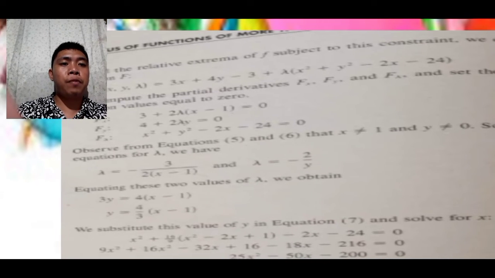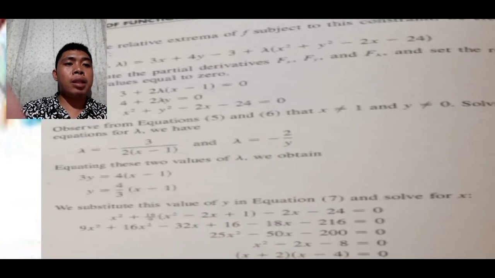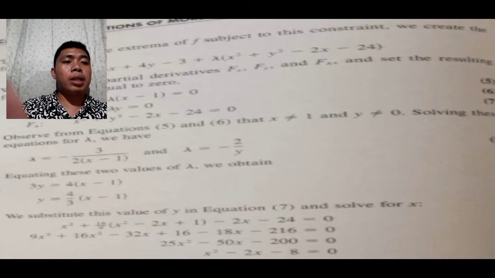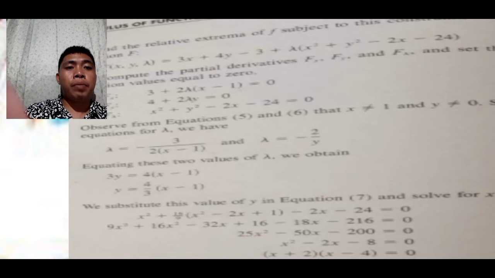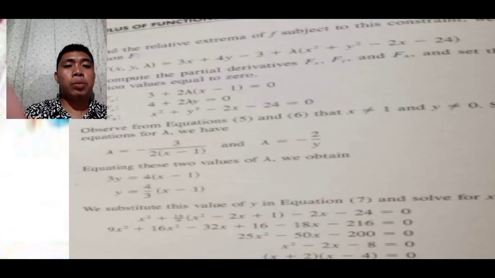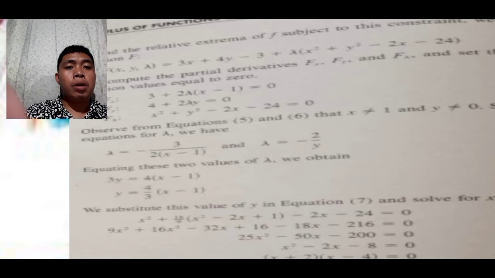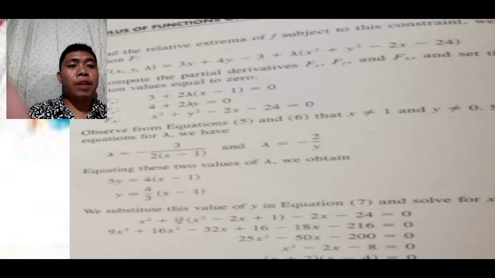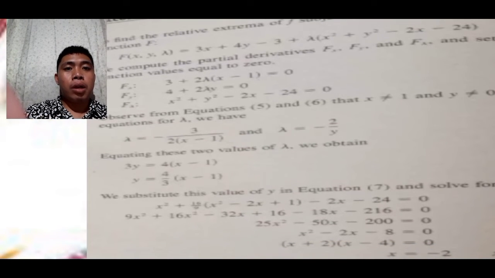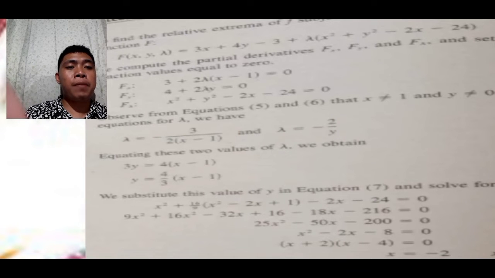Observe from equations 5 and 6 that x is not equal to 1 and y is not equal to 0. Solve these equations for lambda. We have lambda is equal to negative 3 over 2 times (x minus 1) and lambda is equal to negative 2 over y. Equating these two values of lambda, we obtain 3y is equal to 4 times (x minus 1) and y is equal to 4 over 3 times (x minus 1).